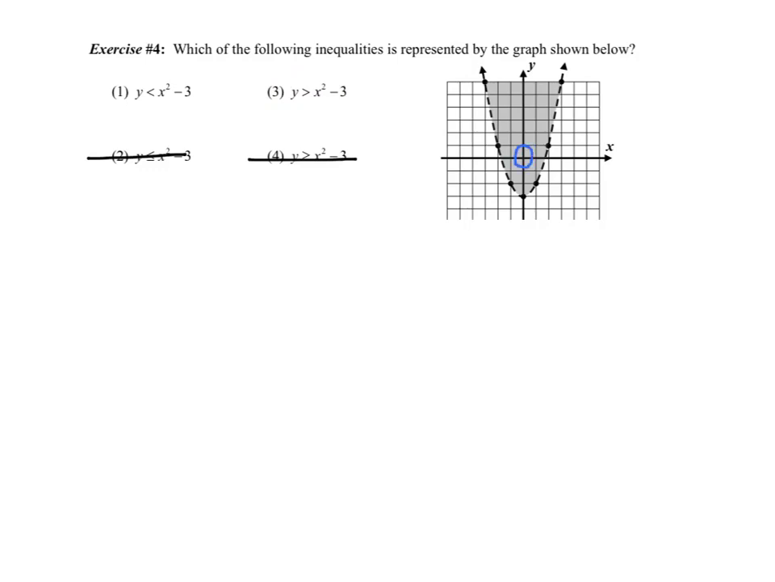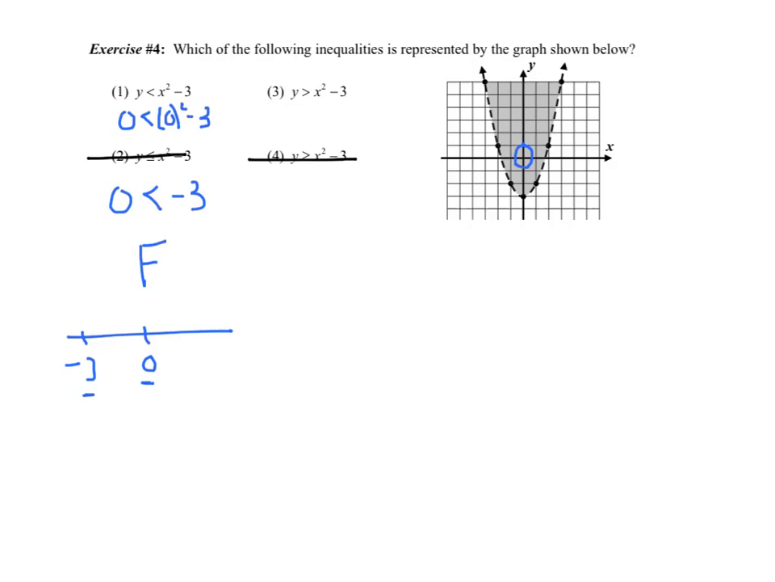Again, I just love this point 0, 0 if I can use it. So I'm going to test it in the first one. I'm going to say 0 is less than 0 squared minus 3. So I basically get 0 is less than negative 3. True or false? Is 0 smaller than negative 3? Hopefully you're saying false. And if you can't think of it, picture a number line. Is 0 smaller than negative 3? No, negative 3 is to the left of it.